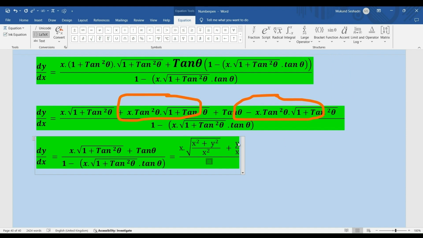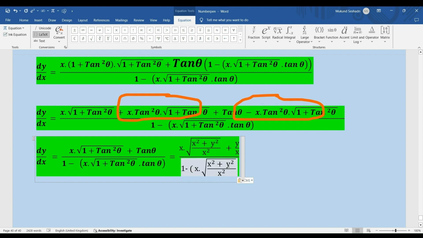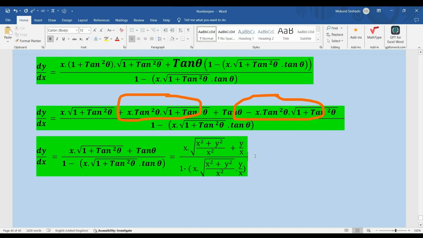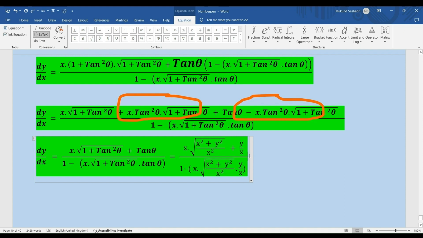Y by x. And then I go to my denominator, I have a 1 minus x times, again I have a square root of 1 plus tan square. So I copy this expression as it is, into again I have a tan theta, which means I have a y by x, right? So this is what I have, and I can do a little bit of cancellation, right?